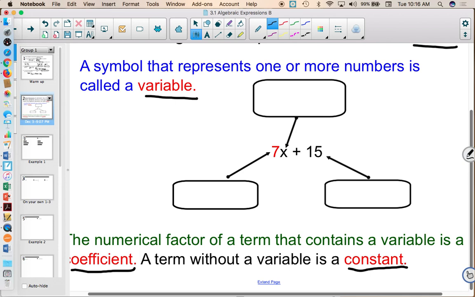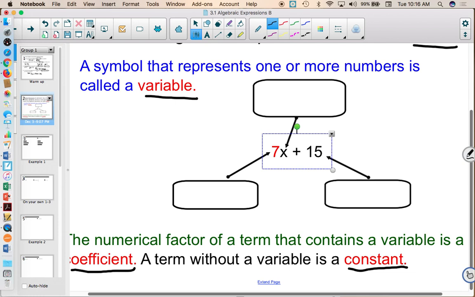Okay? So look at the 7 here. What do you think the 7 represents? Is it the variable, the coefficient, or the constant? Which is it going to be? What do you think, Chloe?